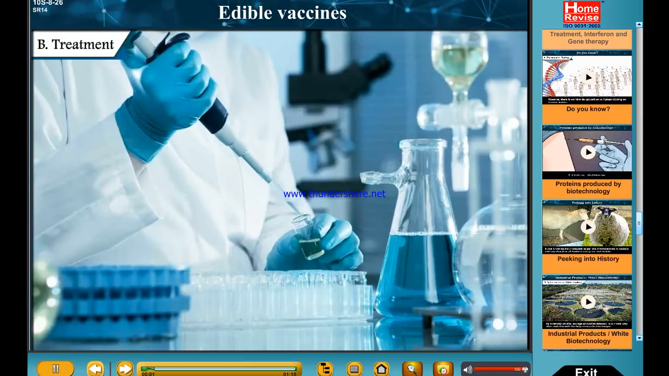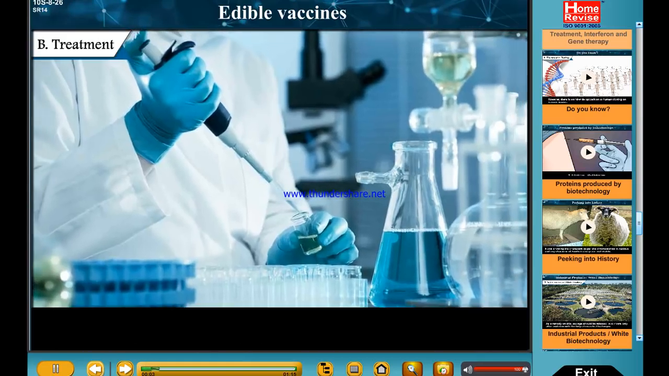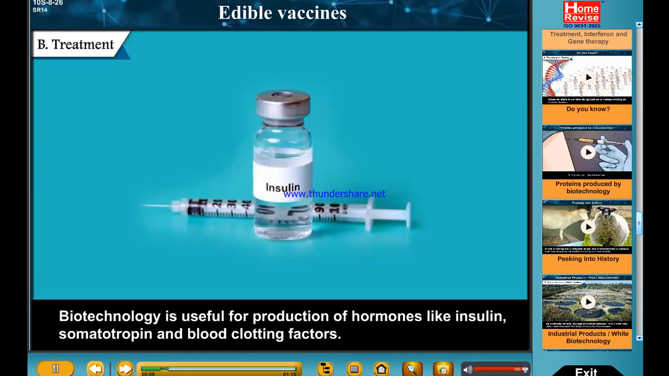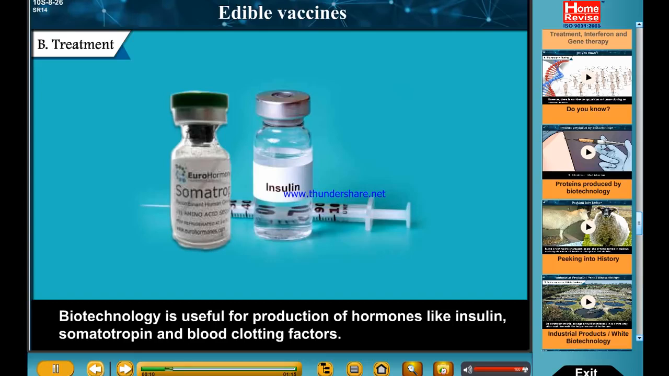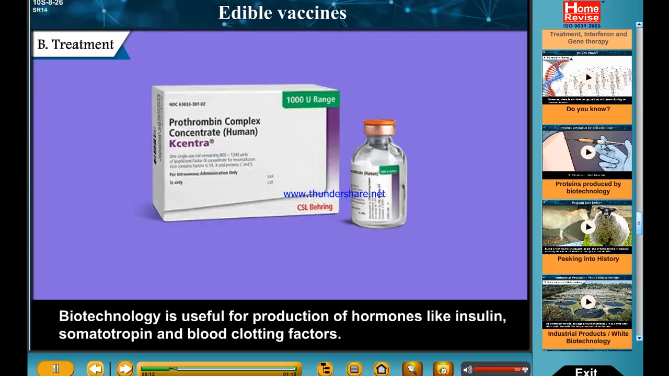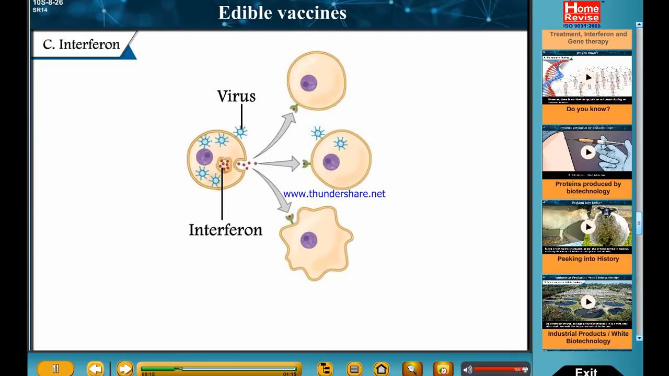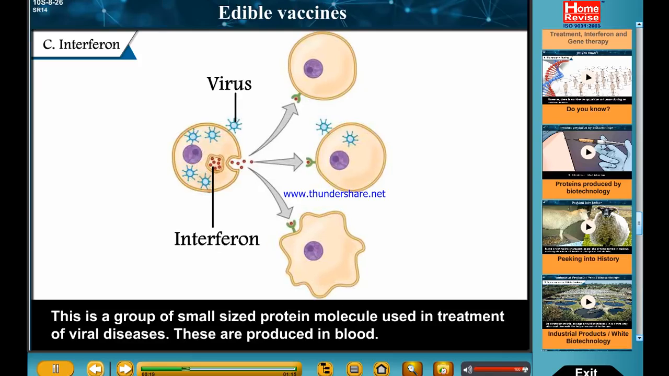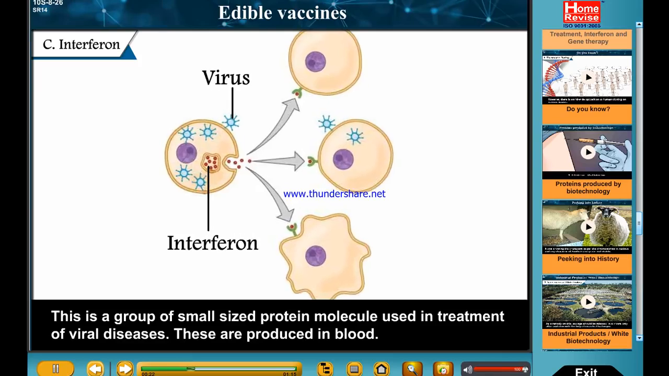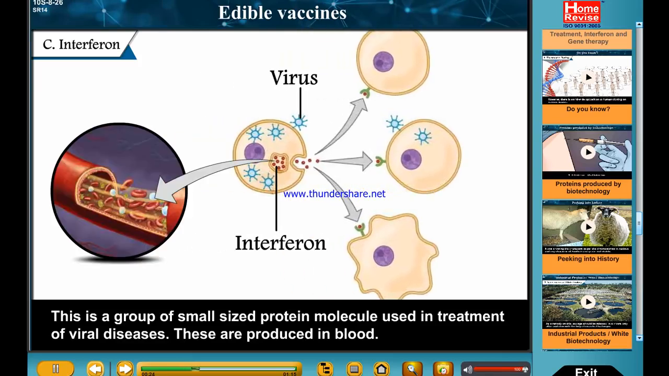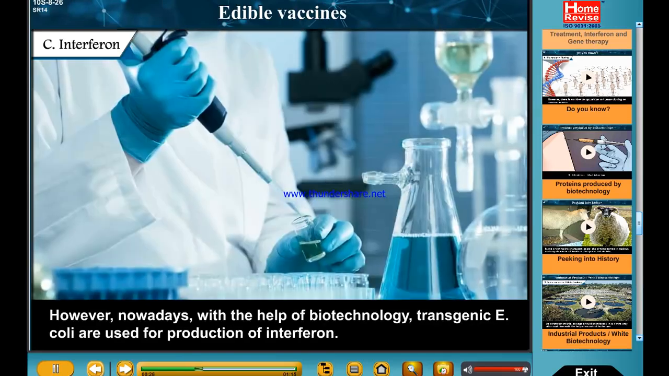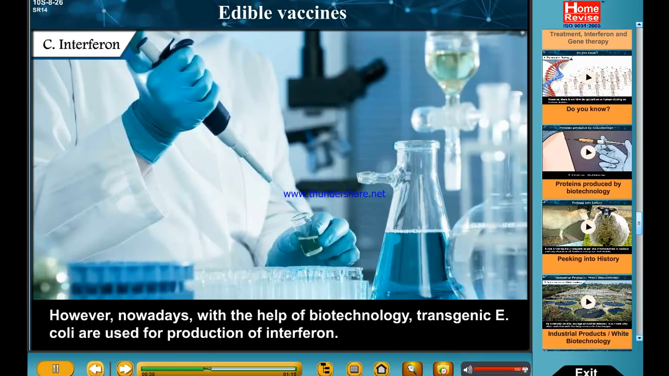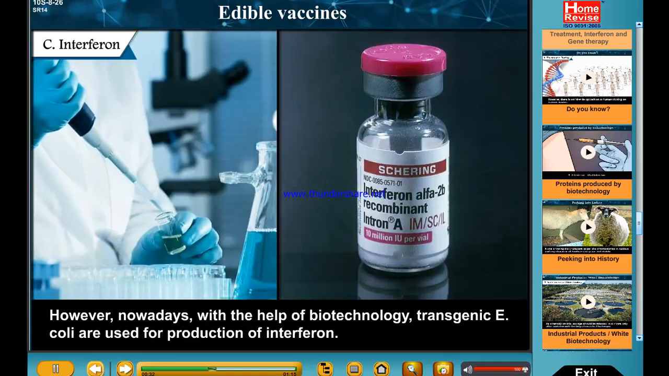B. Treatment. Biotechnology is useful for production of hormones like insulin, somatotropin, and blood clotting factors. C. Interferon. This is a group of small-sized protein molecules used in treatment of viral diseases. These are produced in blood. However, nowadays, with the help of biotechnology, transgenic E. coli are used for production of interferon.